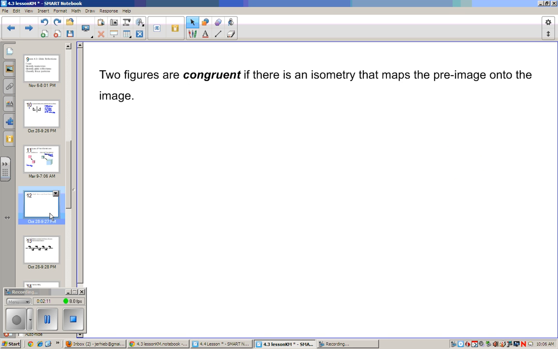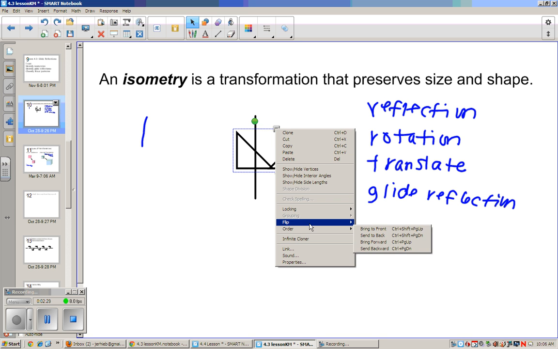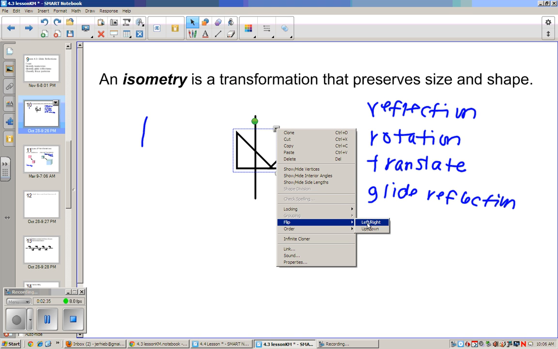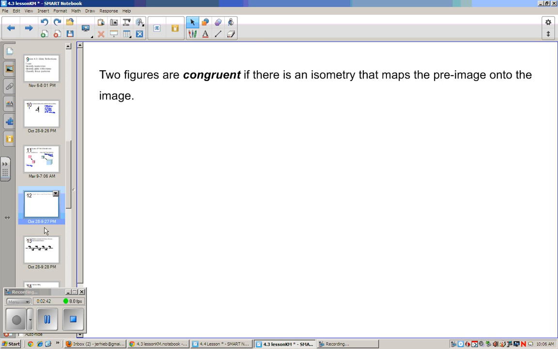And we know the definition of congruent from our last chapter. Two figures are congruent if there's an isometry that maps the pre-image onto the image. So if we go back to this triangle example, if I were to perform this transformation of the reflection, it would match up perfectly with this other triangle. So we can say these two match up perfectly, so those two figures are congruent.